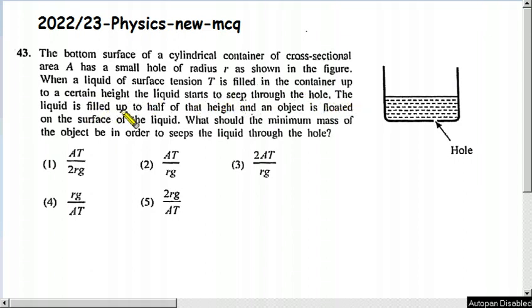The liquid is filled up to half of that height and an object is floated on the surface of the liquid. What should the minimum mass of the object be in order to seep the liquid through the hole? So there are 5 answers. There are capital T in the answers. And small h, height, is not there; area, the cross-sectional area, is there. So let us start this.